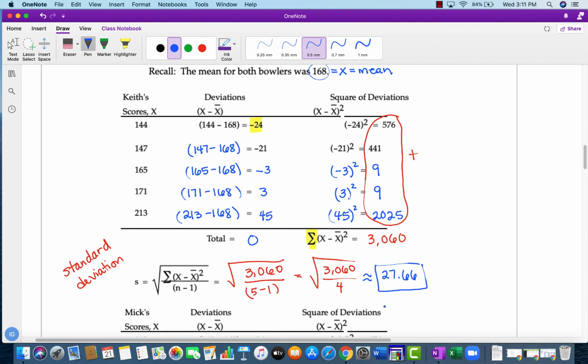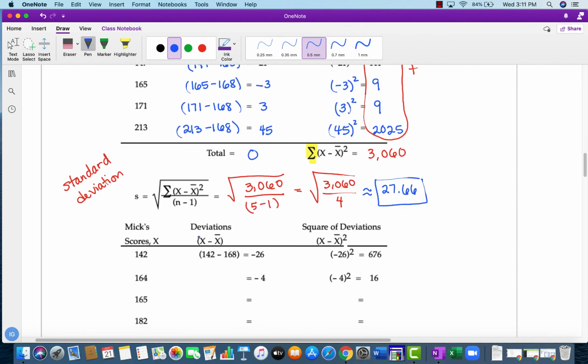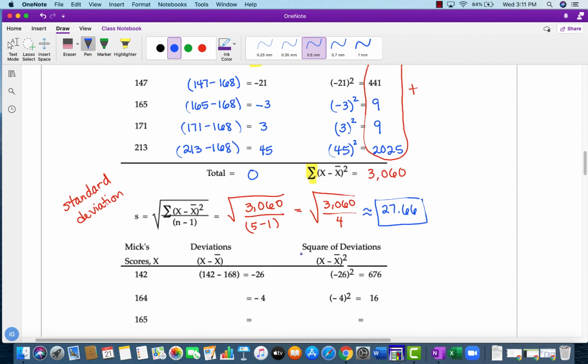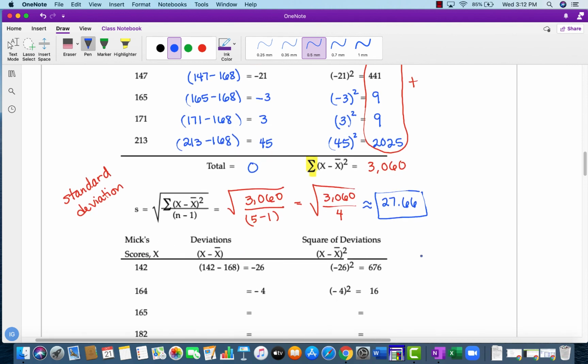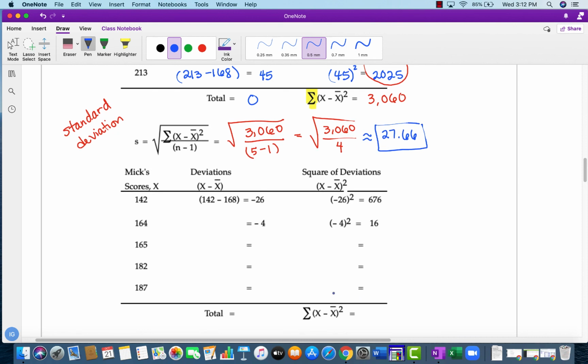Now, I'm going to have you guys try the next one. For Mike's, we're going to do exactly the same thing, okay? So we're going to subtract. The mean is still the same, and we're going to try to find the standard deviation for this one as well. So I want you guys to try this one on your own right now as you're watching this. We're going to check our answers in class, and we're going to finish the rest of the section, okay?